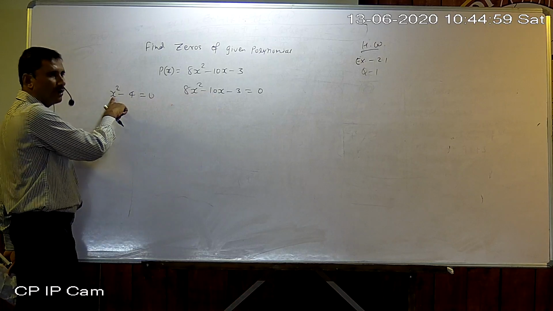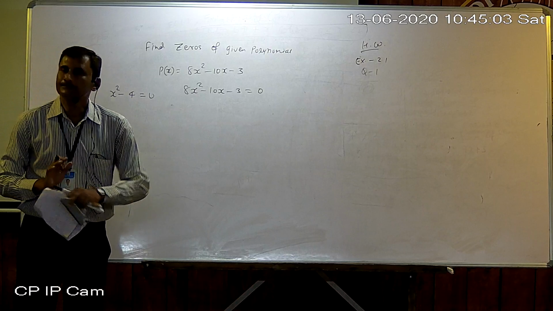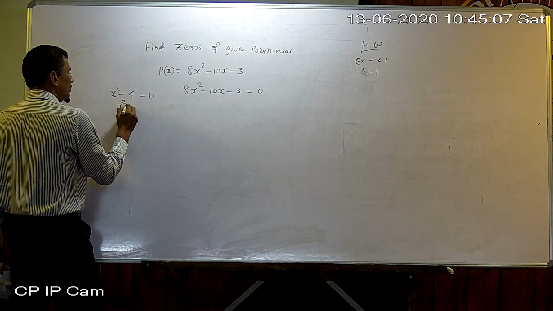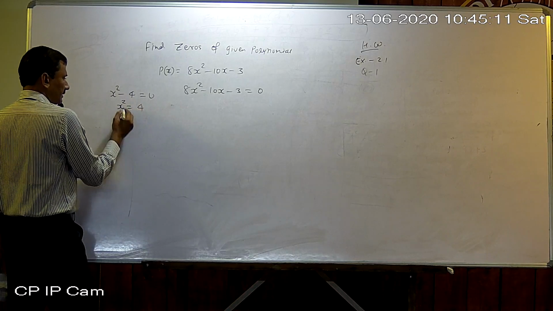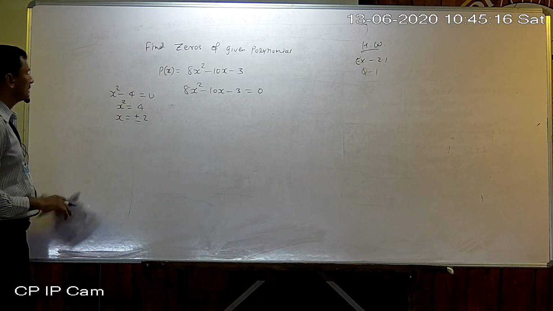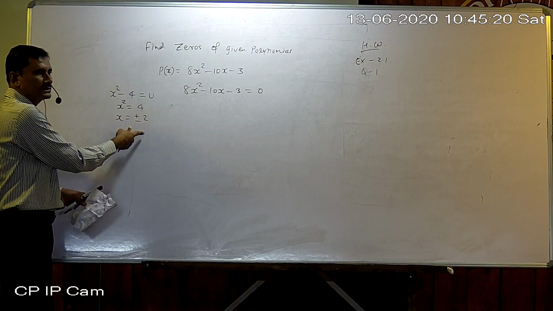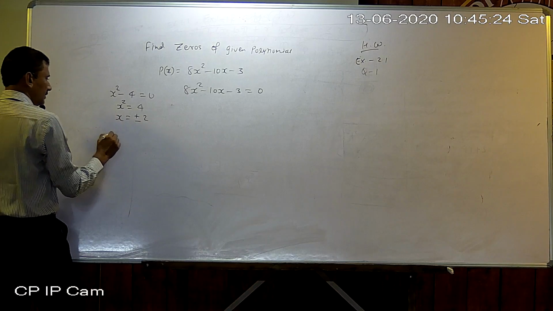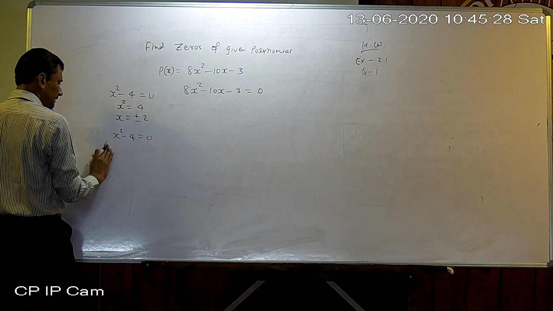What is meant by quadratic, and what is meant by binomial and trinomial? That you know very well. If it is a binomial, there is no need of factorization. Just find the square root to find x. So plus minus 2. So this quadratic polynomial has two zeros, plus 2 and minus 2. But without factorization, we solve it. If you want, you can factorize. x square minus 4 equal to 0. So a square minus b square.